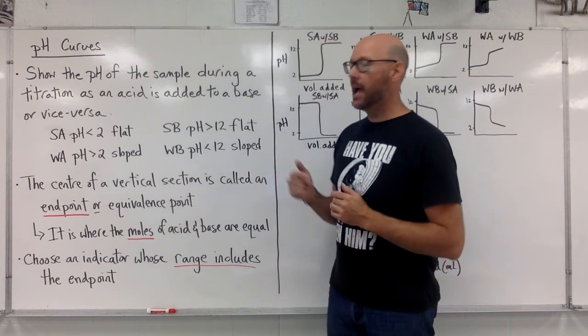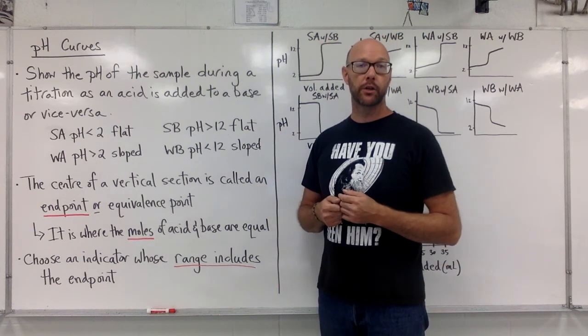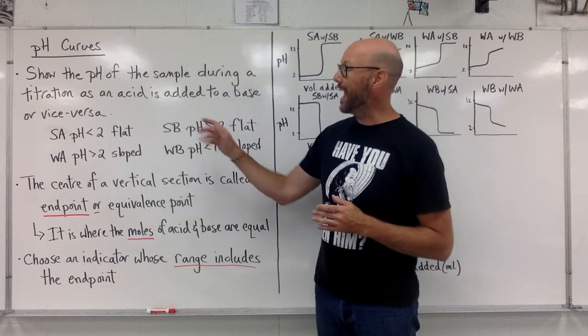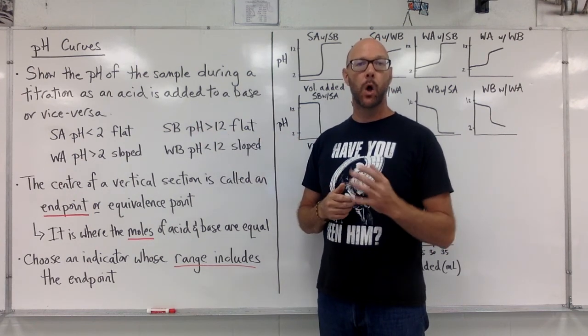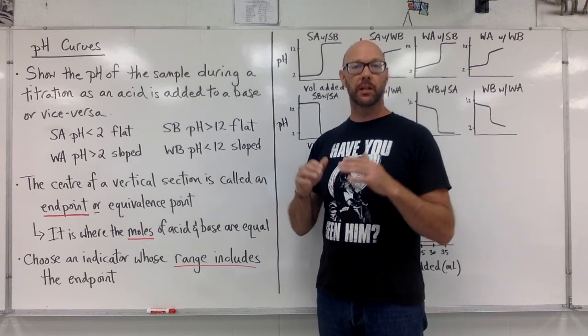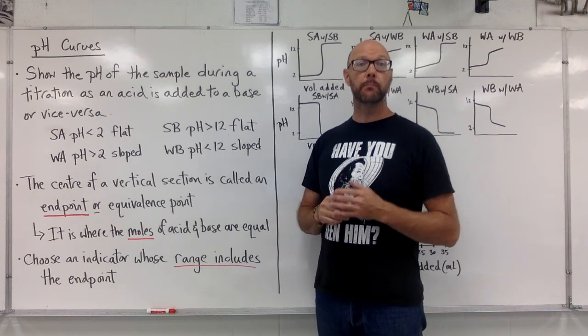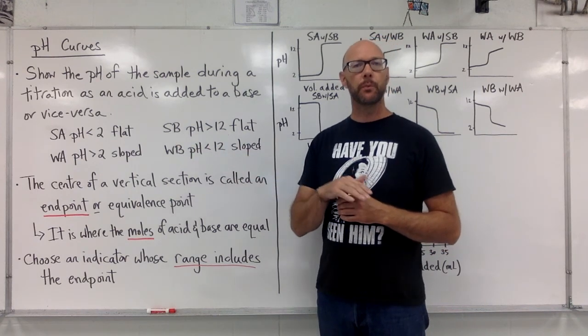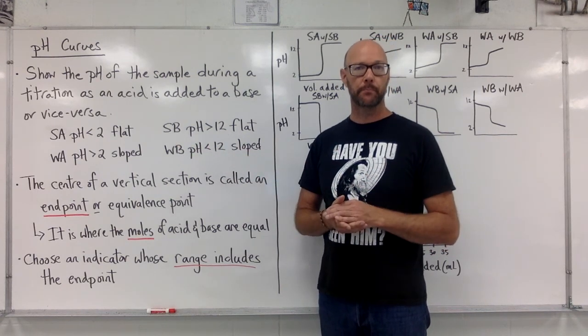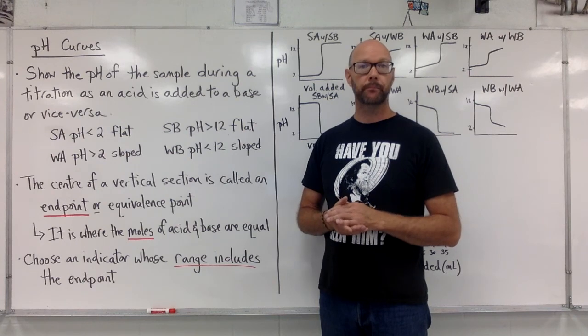Strong bases have a really high pH, greater than 12. And just like strong acids, they correspond with the flat section of the graph. Weak bases have a pH less than 12, still above 7, but less than 12. And just like weak acids, they go along with an inclined shape, a sloped shape.